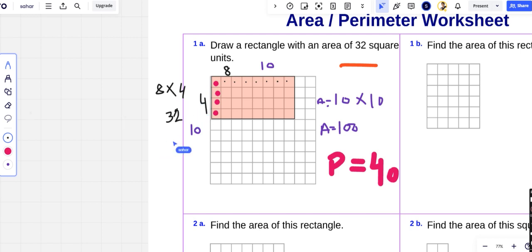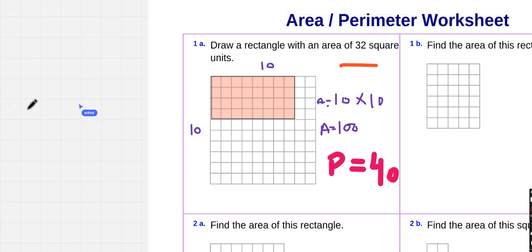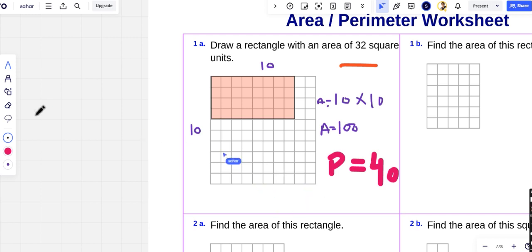32. Good. Again, if you don't understand by this method, you check that how much times how much we get 32? Yes, 8 and 4. Good. So here you check that on one side we have 4 grids, and on the second one we have 8 grids. So 8 times 4 we get 32.